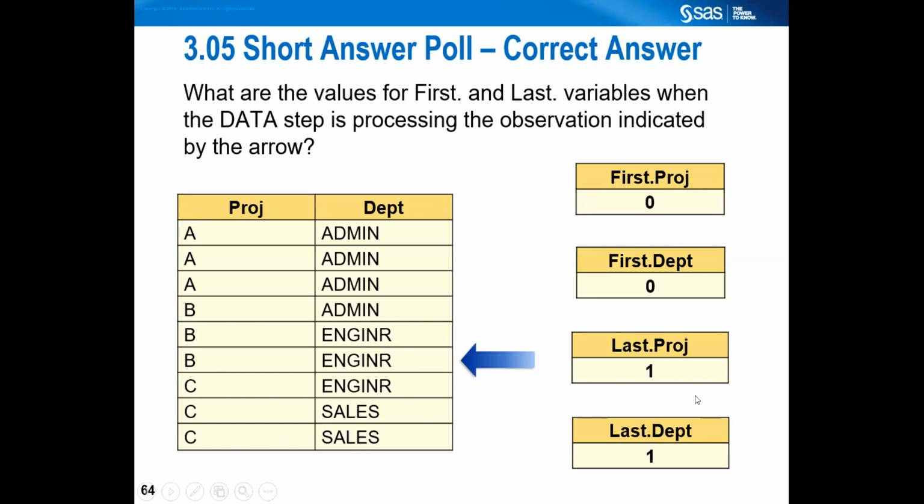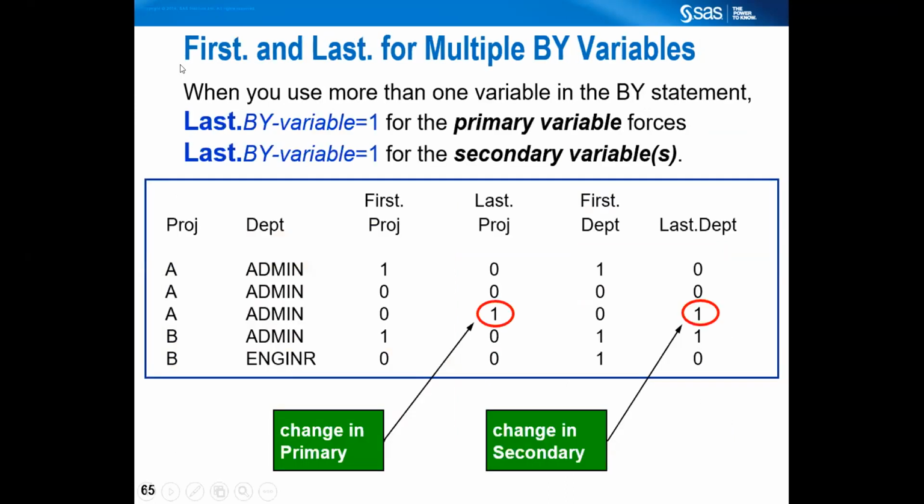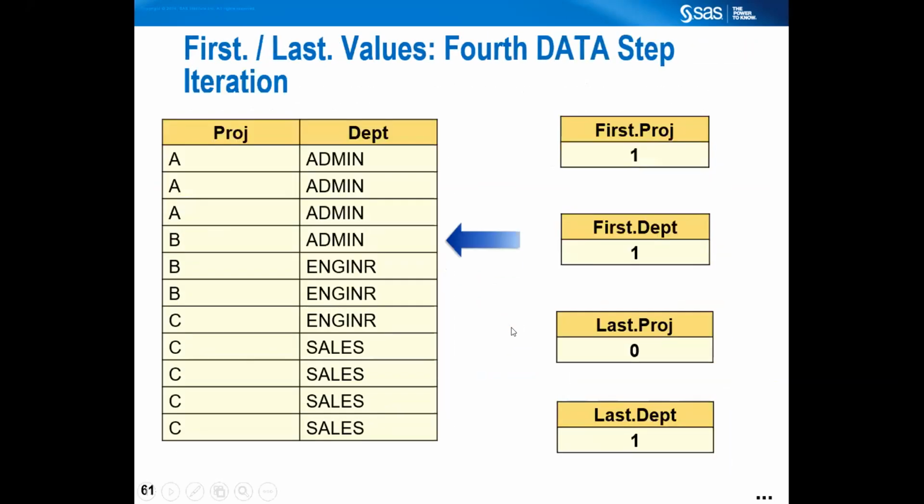Correct? Yes. So this is what it's summarizing, your concept. So when you use more than one variable in your by statement, last dot variable value is 1 for primary. It forces your secondary variable also for its last dot variable to be 1 in this scenario. And the same goes only with the last value, right? Not the first one? No, no. We saw now for first also it was forcing.